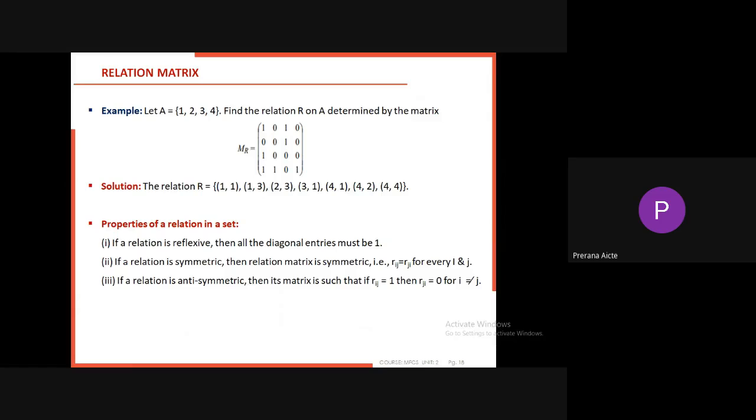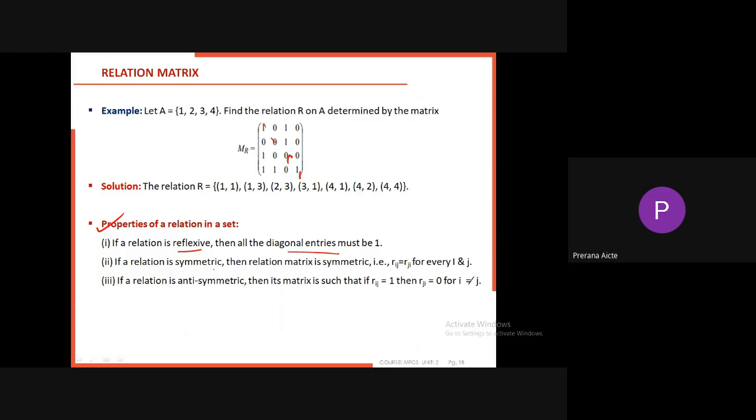See the properties here. From the relation matrix, we can easily check whether the given relation is following some specific properties or not. Let us see how. If the relation is reflexive, then all the diagonal elements will be 1. That means 1, 1, 2, 2, 3, 3, 4, 4 like that we will get. If all the diagonal elements are 1, then I can say that it is following the reflexive property, but here it is not like that, so it is not following the reflexive property.